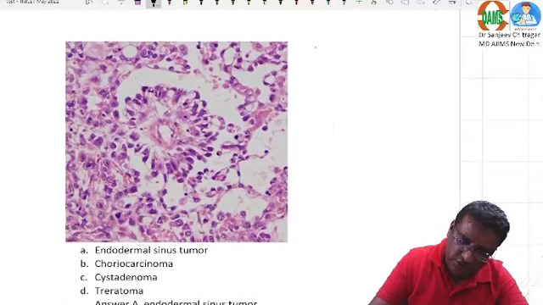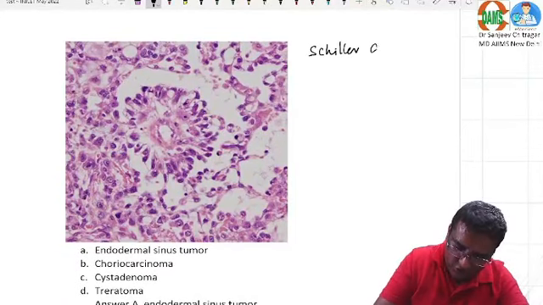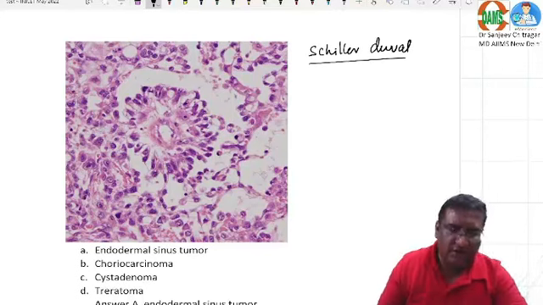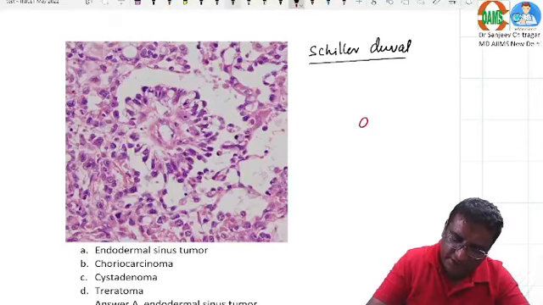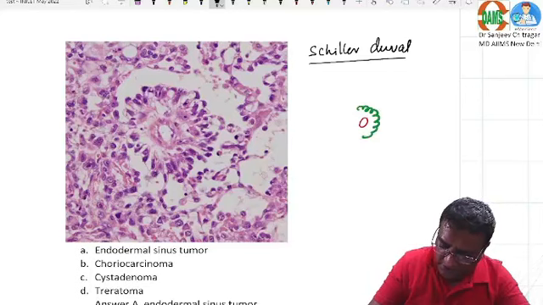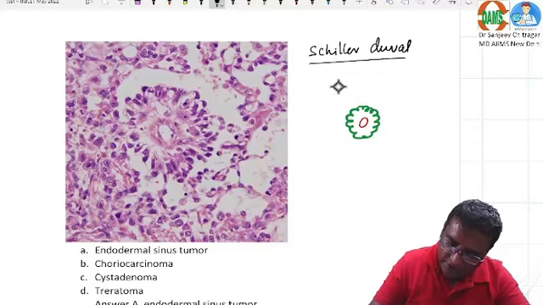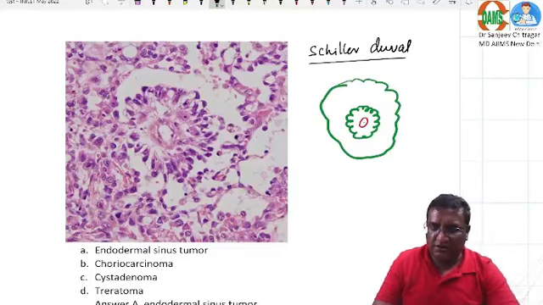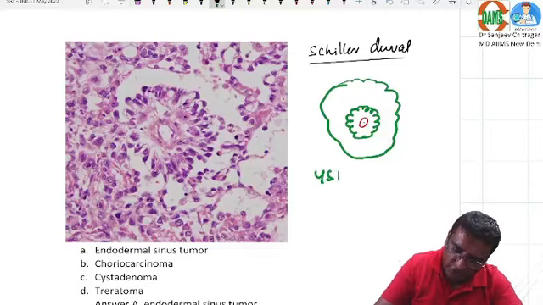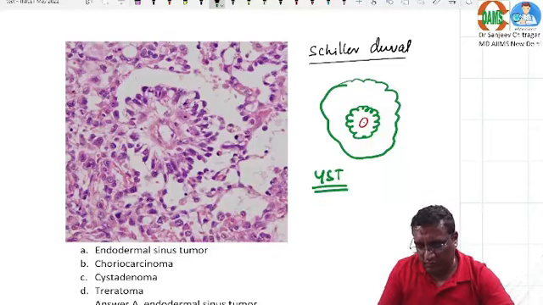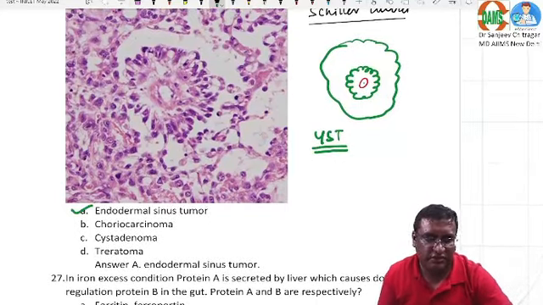So what is this? This is your Schiller-Duval body. This we had discussed in our female genital tract system. Central blood vessel will be there, surrounded by some space. Then there will be cells around this, again surrounded by space. Again, there will be one more set of cells here like this. So this is your Schiller-Duval body: blood vessel, then space, then cells, then space. This is seen in yolk sac tumor or endodermal sinus tumor. So this is the correct answer. Endodermal sinus tumor is the correct answer.